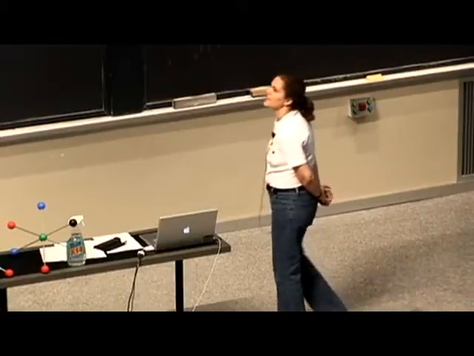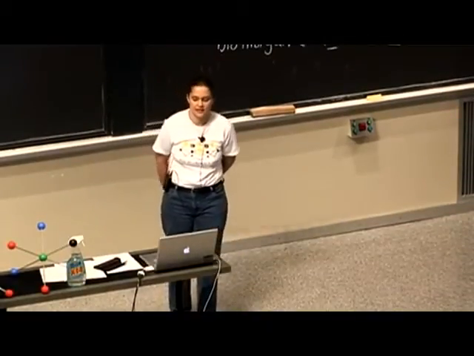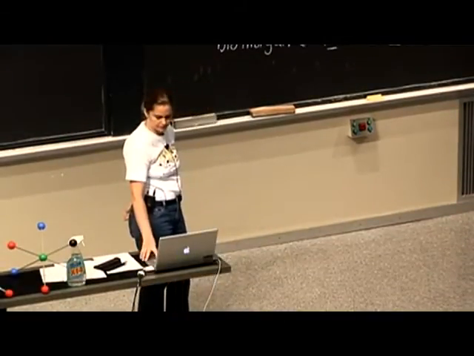chelates bind with more than one point of attachment, and metal chelates are unusually stable. This property is due to favorable entropic factors. So we're back to entropy. We're back to thermodynamics. And this has to do with the fact that when a chelate binds a metal, it releases a lot of water. And that makes the chelate pretty stable.